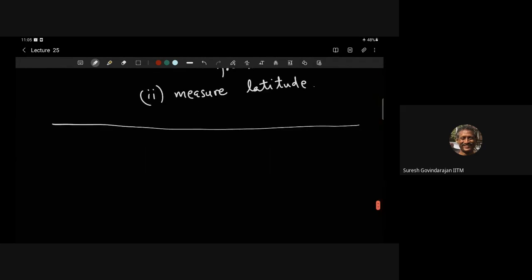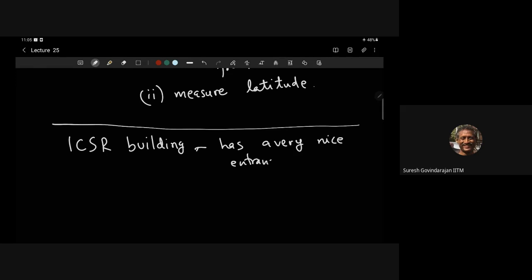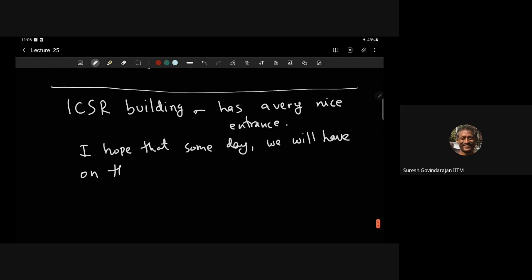At IITM there is a big building called the ICSR building, and it has a nice atrium entrance. Someday when you come to campus, you will see it, and I hope that someday we'll have one there. We don't have one there. This is my wish list. It's a fairly big building, so you put it at the top of the building, let it down, and let it oscillate.